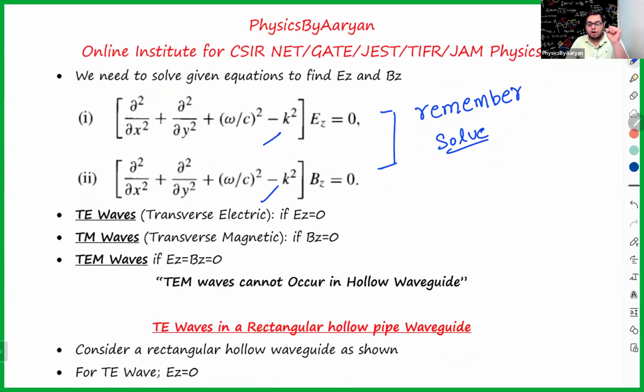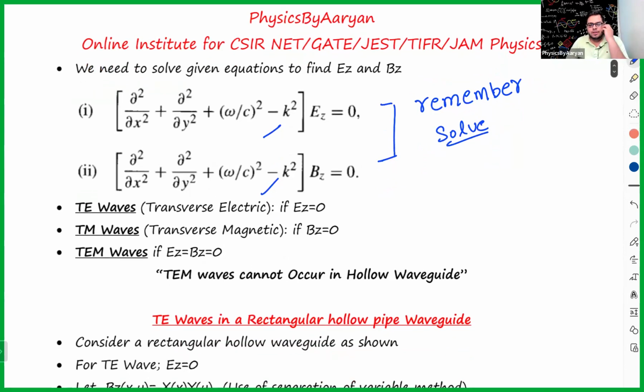Our main purpose is not to solve this for all the examples, but these are the two equations. Now we categorize them into 3 categories. Our waves can be categorized into 3 types. One is known as TE wave, which is known as transverse electric wave.